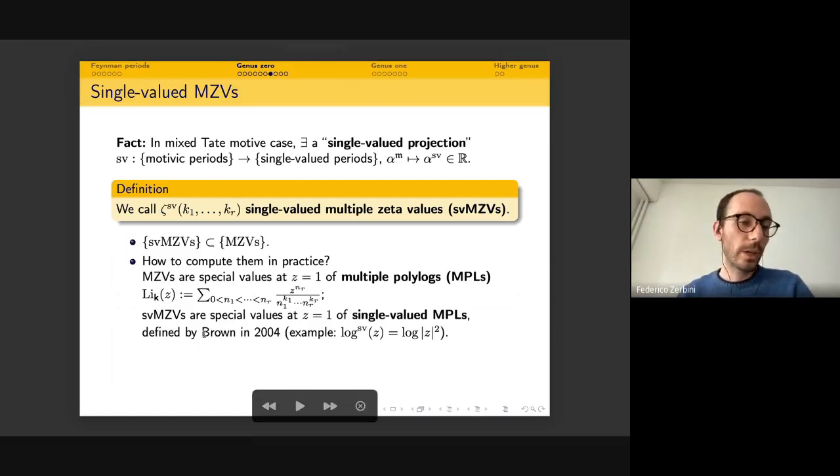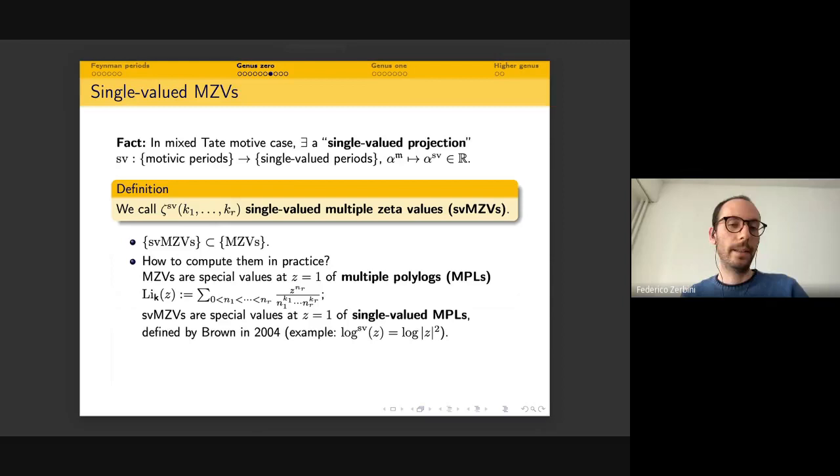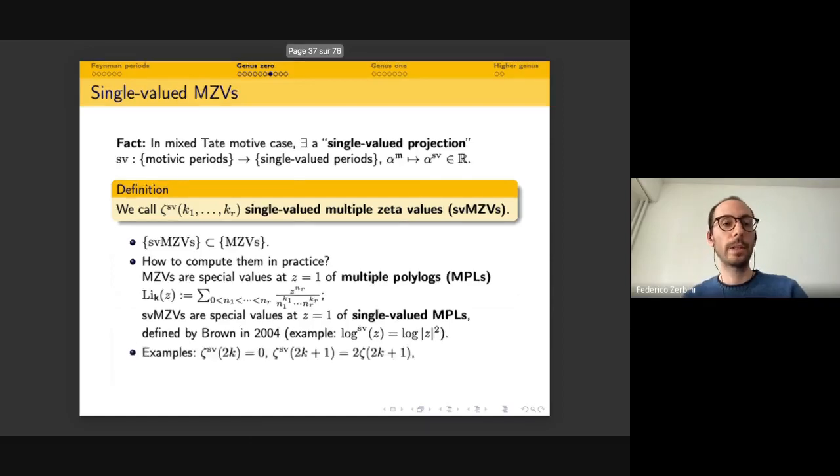And then the most general version of single-valued multiple polylogs was defined by Francis Brown in 2004. Here I just report the simplest example. The log, which is multi-valued, if you find a single-valued analog, then this is just twice the log of the real part, which is of course single-valued. But there is a recipe for all kinds of multiple polylogs, and then single-valued multiple zeta values are just the special values at z = 1. So you define them that way. And that's what people do, in fact, to compute examples and to write algorithms.